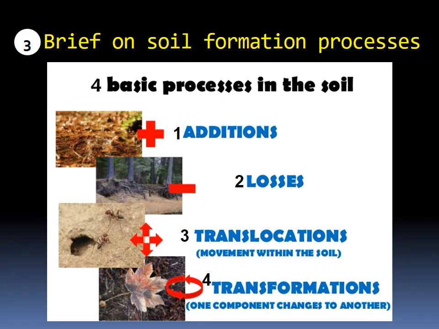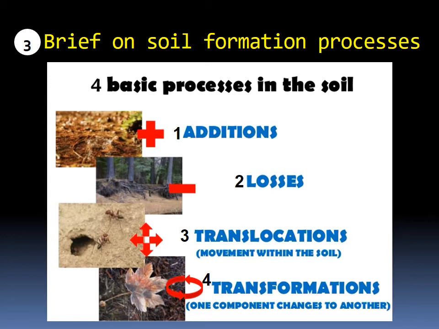However, you saw that during the development of these horizons, some of the materials are added into the soil, some of the materials are lost from the soil, some of the things are moved within the soil, and some of them are changed from one form to another. All of these things are called the soil formation processes. And we have only 4 soil formation processes: addition, losses, translocation, and transformation.